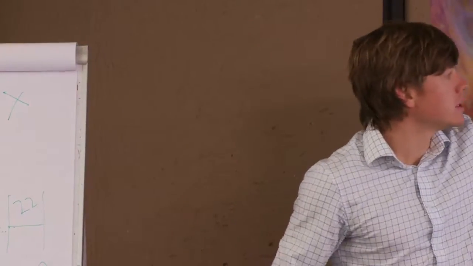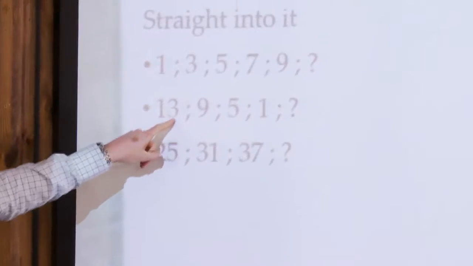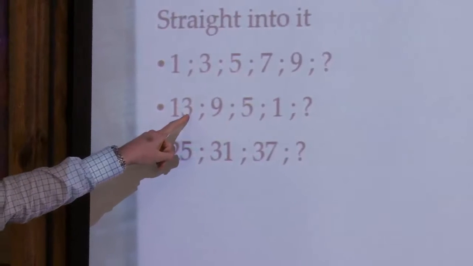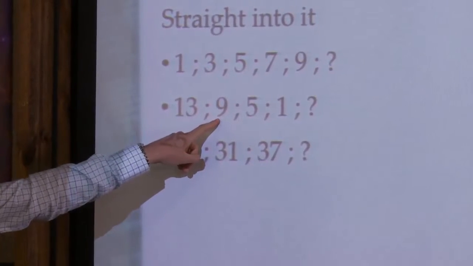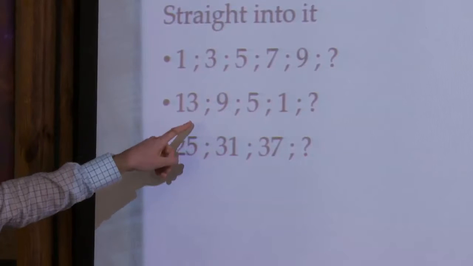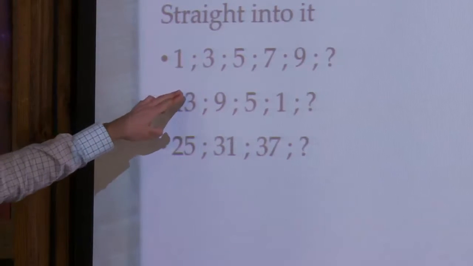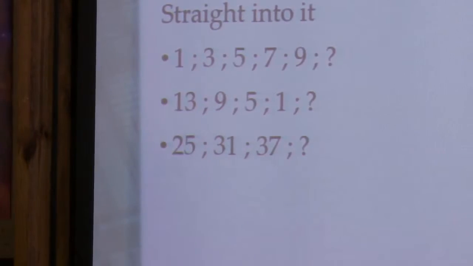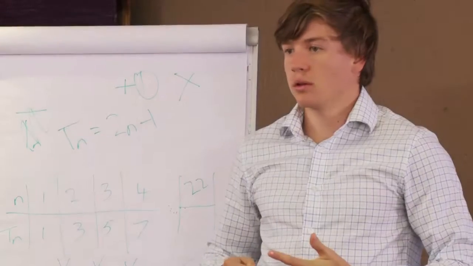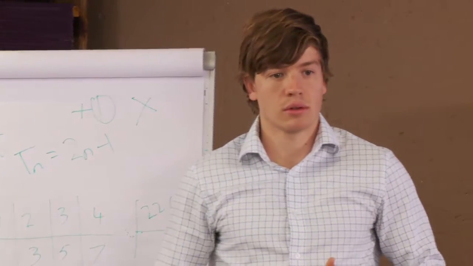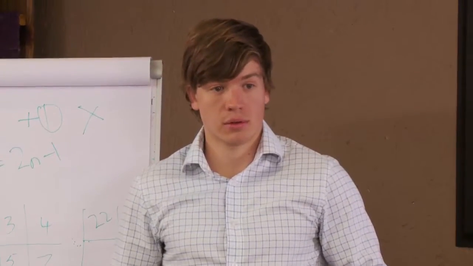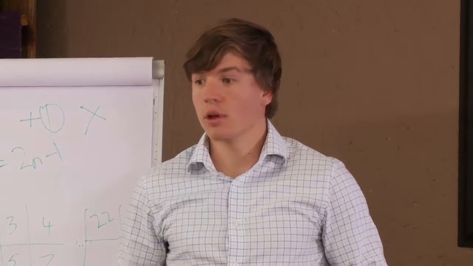You've already told me that the difference is what? 4. So how do I get from 13 to 9? You're minus 4. So the difference is what? Minus 4. Fantastic. This is T1 here. So 1 times minus 4 gives us what? 1 times minus 4 is minus 4.